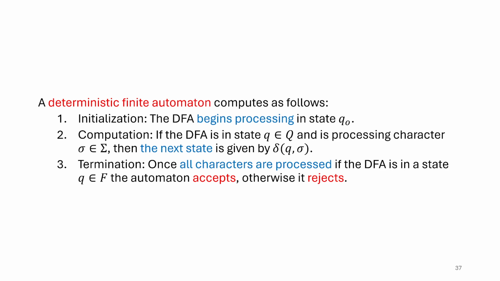If we're in a state and we still have a symbol to process, we'll figure out the next state. Then we'll apply this again. What's the next symbol we process? Again, find the next state. We'll keep doing that until there are no more symbols to process, in which case we end in the termination case. Once all the characters are processed, we check what state we're in. The state we're in, we'll call it Q. If it happens to be in the set of final states or accepting states, then we accept. Otherwise, we reject. And again, this is just formalizing that definition that we looked at last day.